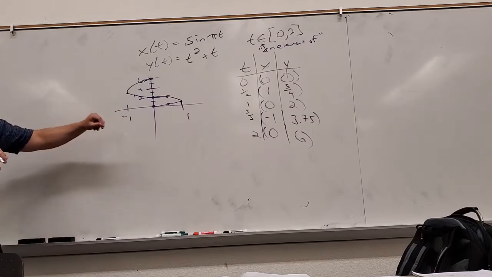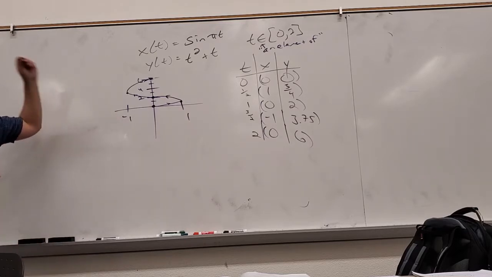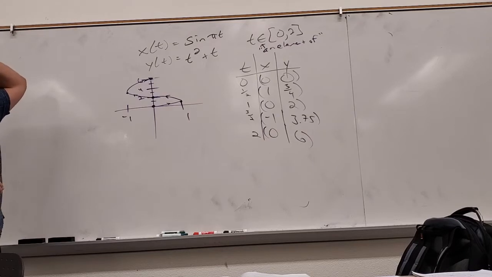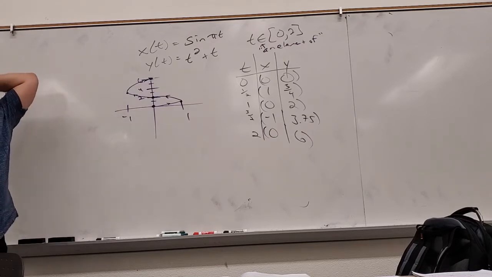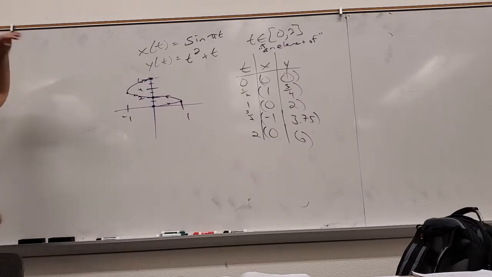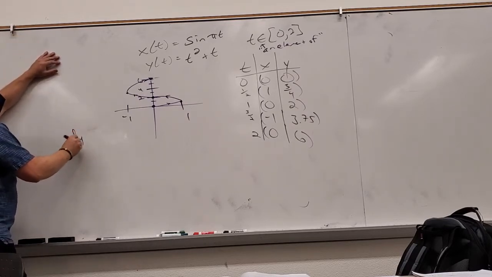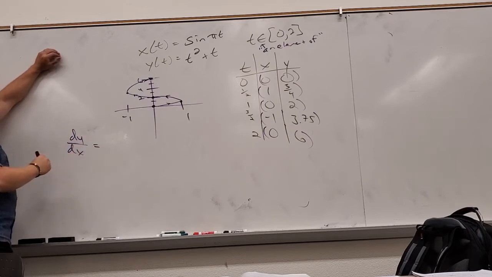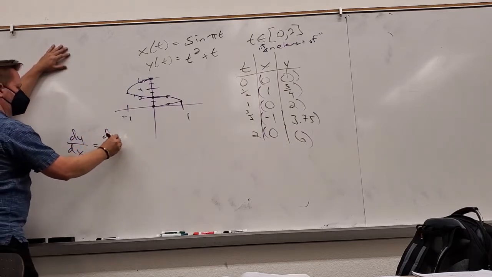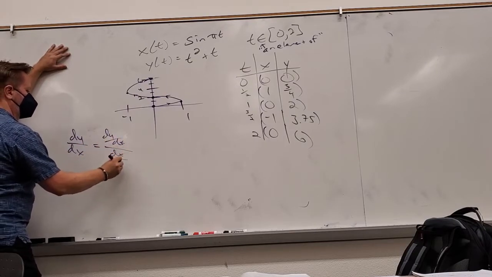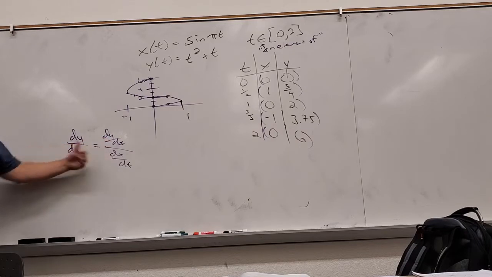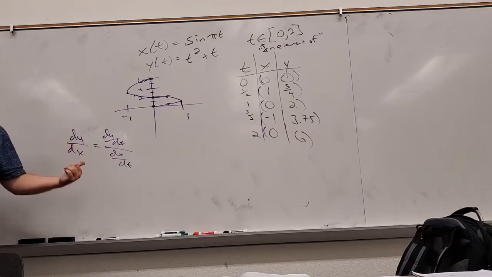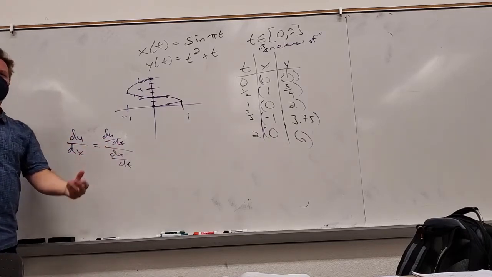Okay, so now let's ask a couple of questions. Can you figure out the derivative? Can you figure out the slope of this curve? Yes. Okay, how do you do it? Take the derivatives of it. It's going to be dy/dt over dx/dt. Algebraically, doesn't that just make sense? I could divide the top and bottom of a fraction by anything I want as long as it's not zero. By definition, dt is not zero.